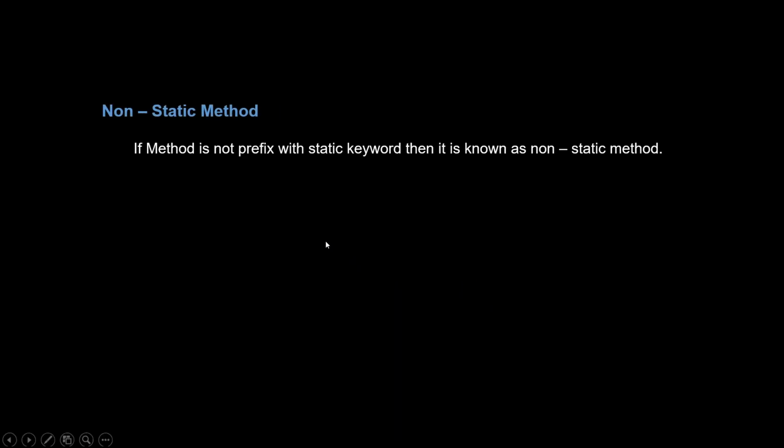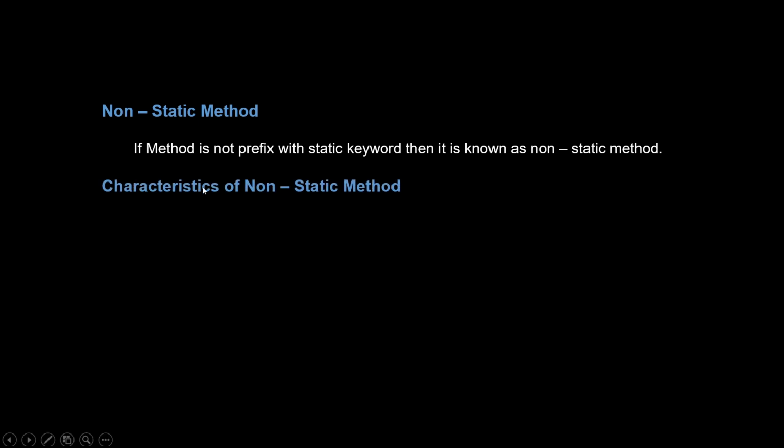The next one is the non-static method. The definition of a non-static method is similar to that of non-static variables and members. If a method is not prefixed with the static keyword, then it is known as a non-static method. Your method should not be annotated or prefixed with the static keyword.